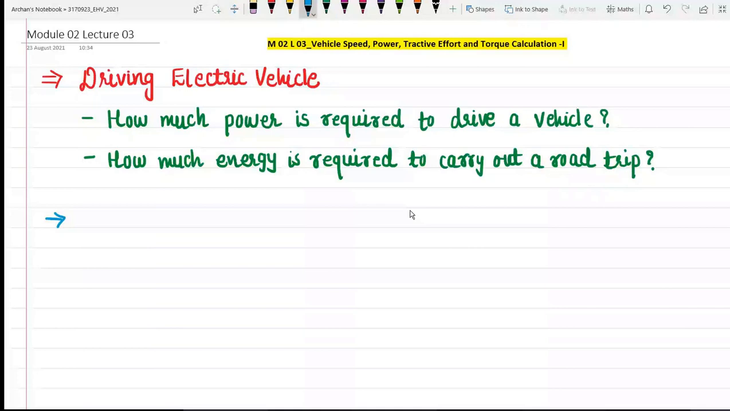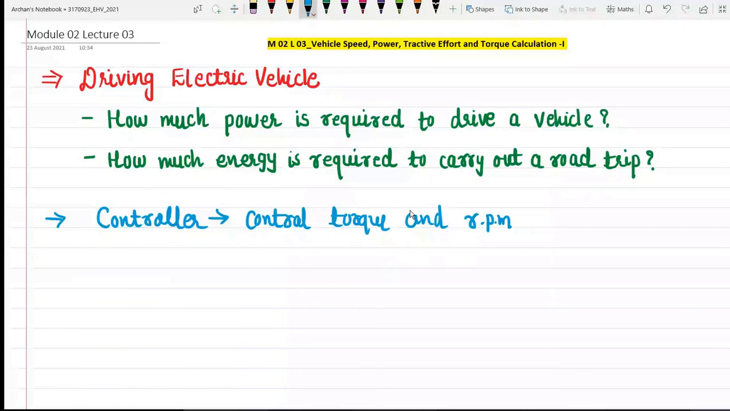Okay, we are talking about the power electronic controller, and this controller will control torque as well as speed, that is revolutions per minute, of an electrical motor.